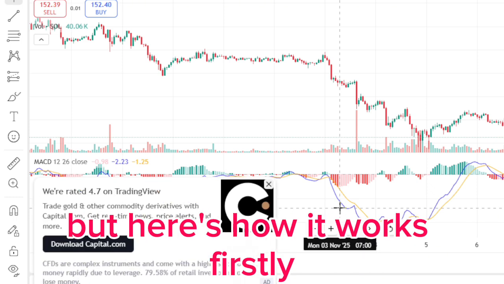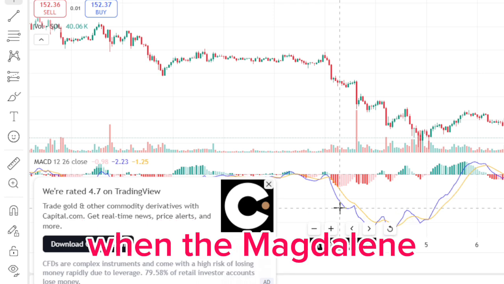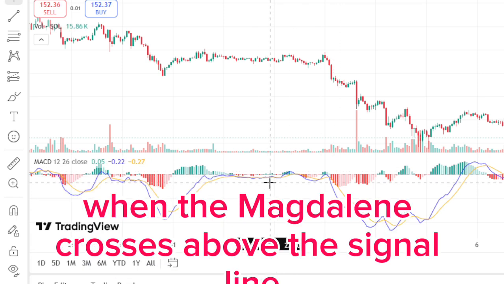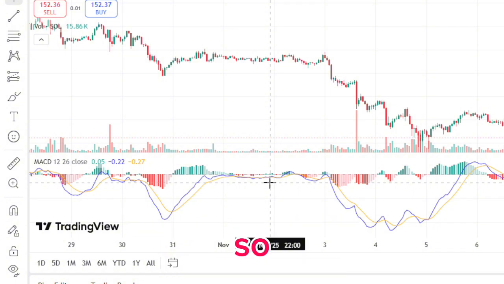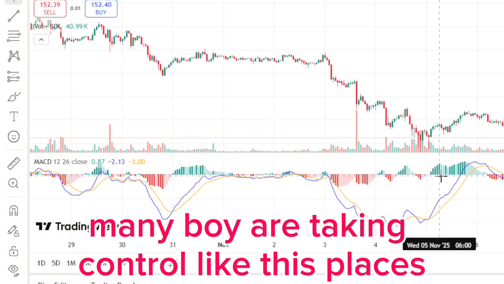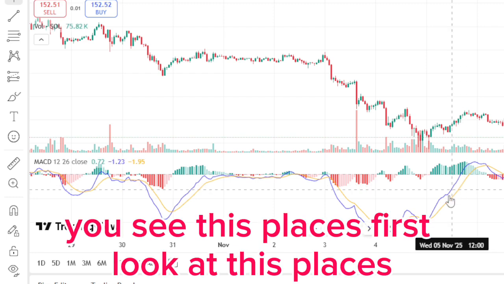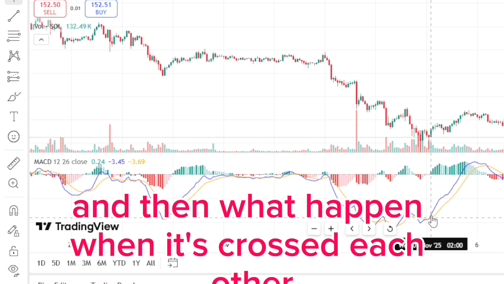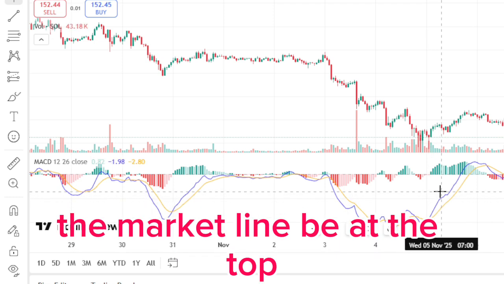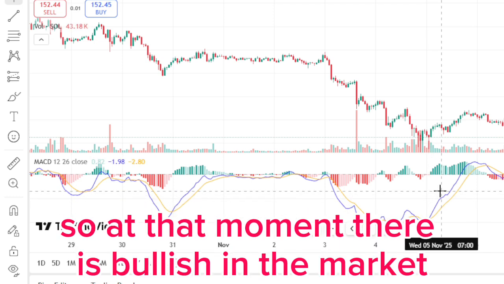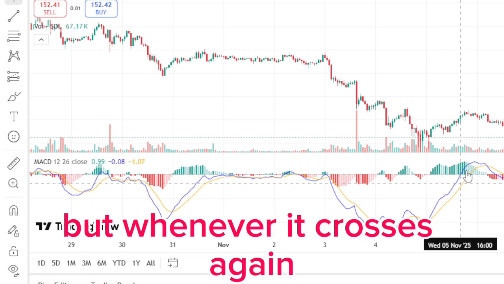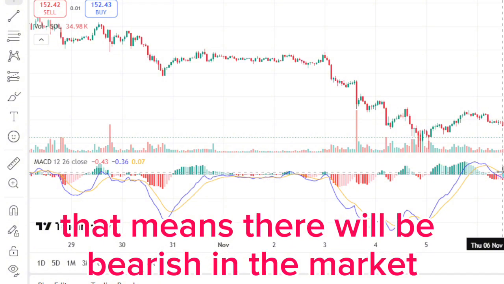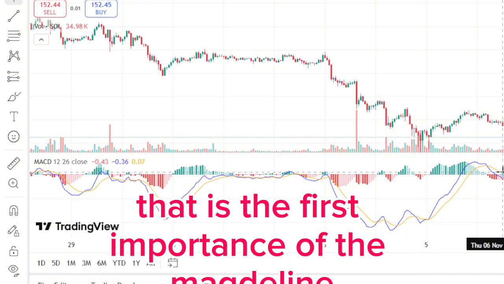But here is how it works. Firstly, when the MACD line crosses above the signal line, that is a bullish momentum. So many buyers are taking control, like these places. You see these places, first look at these places, they cross each other. And then what happens when they cross each other? The MACD line is at the top. So at that moment, there is bullish in the market. But whenever it crosses again and the MACD line is below the signal line, that means there will be bearish in the market. That's the first importance of the MACD line.